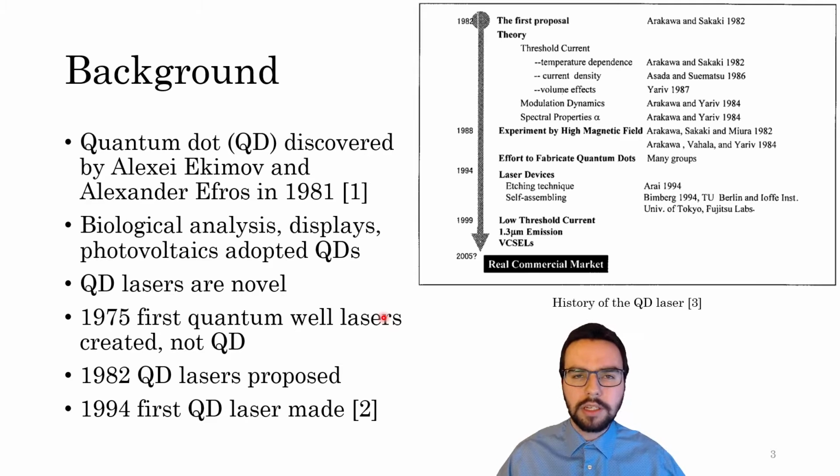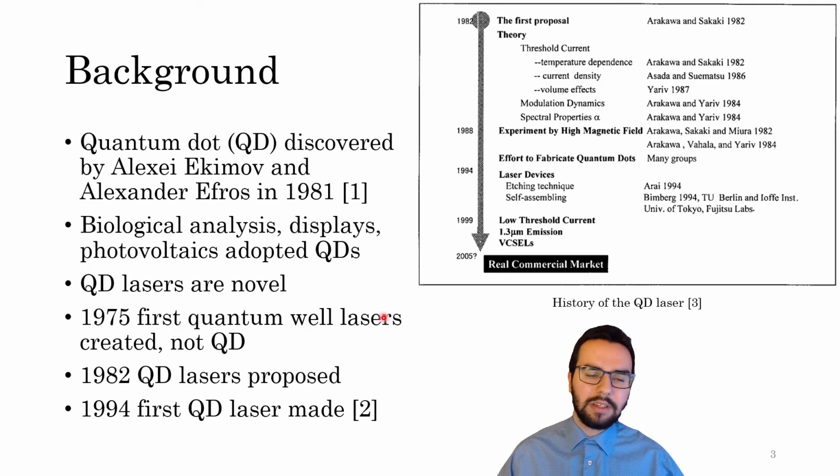So a little bit of history first. The quantum dot was first discovered by Alexei Ekimov and Alexander Efros in 1981. Since then, it's been used in biological analysis, displays, photovoltaics, and more. Quantum dot lasers, though, are novel.